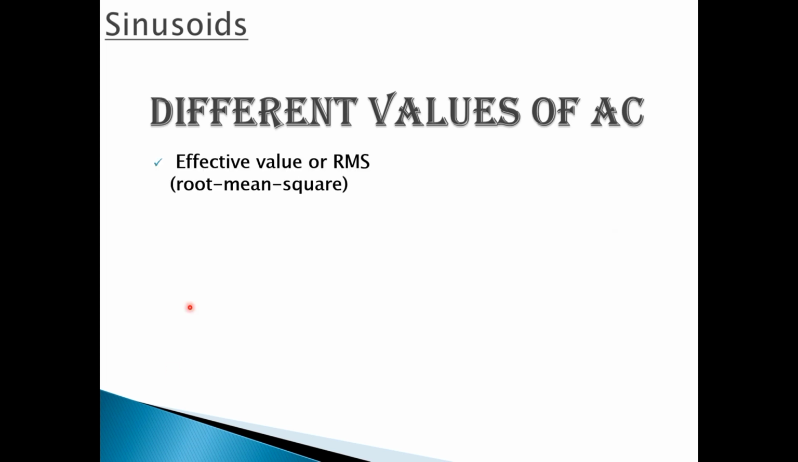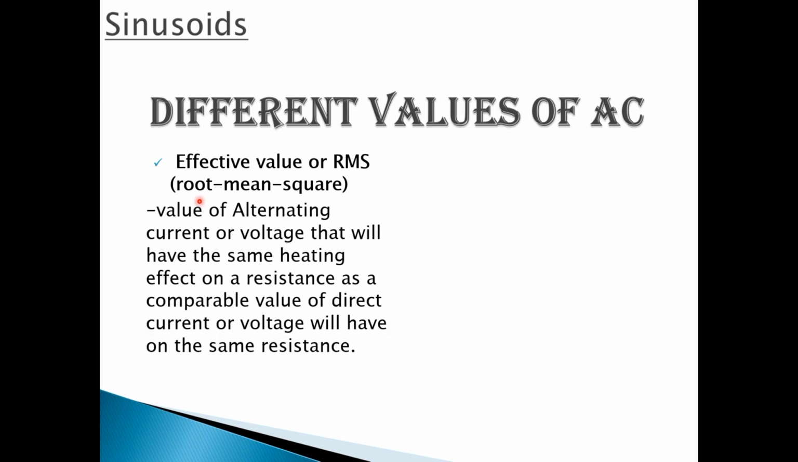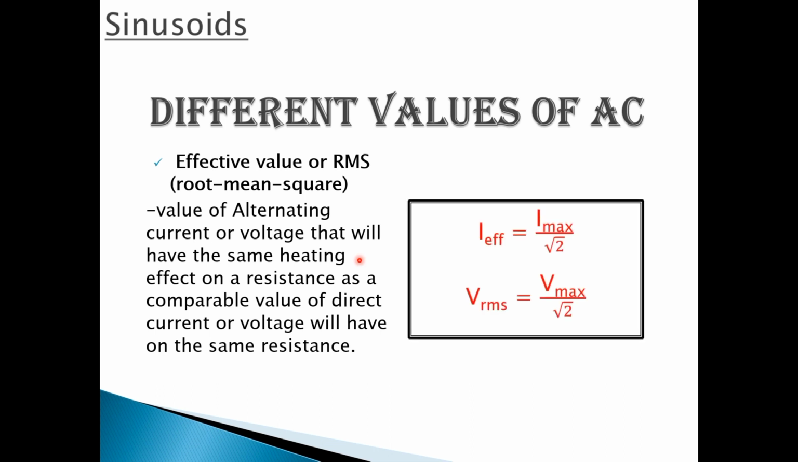Then for the effective value, or RMS, root mean square, that is the value of alternating current or voltage that will have the same heating effect on a resistance as a comparable value of direct current or voltage will have on the same resistance. So the formula for the effective value, that is I effective, is equal to I max over square root of 2. Same with the voltage, so V RMS equals V max over square root of 2.